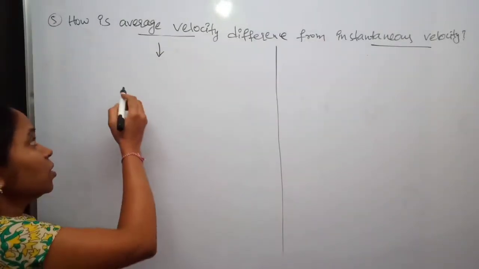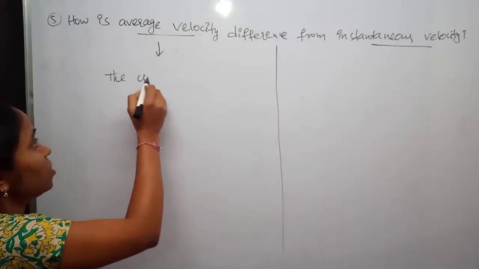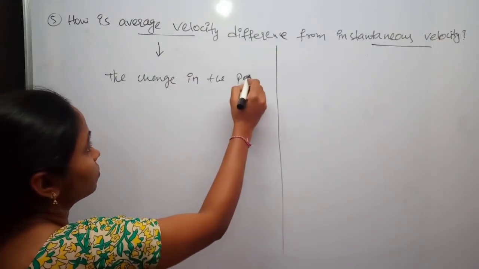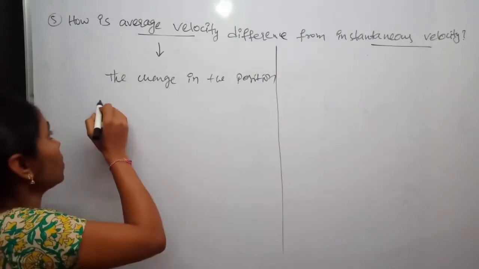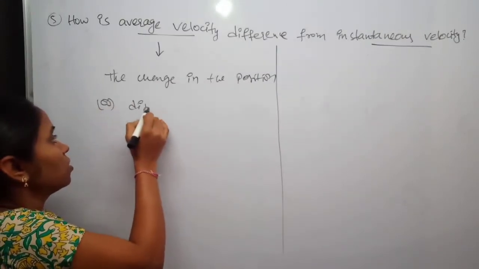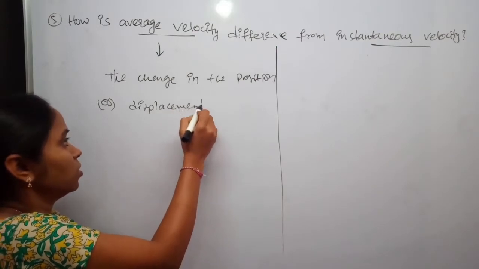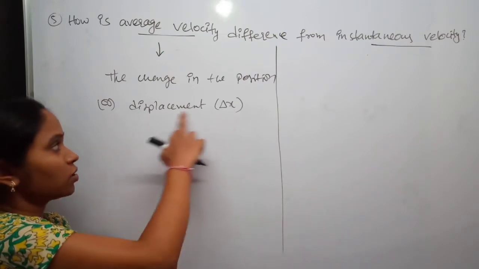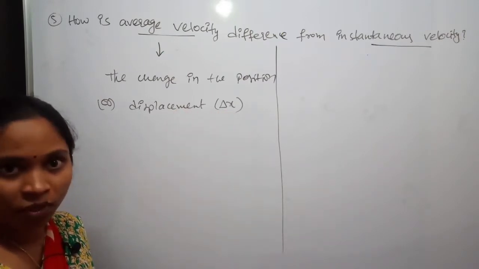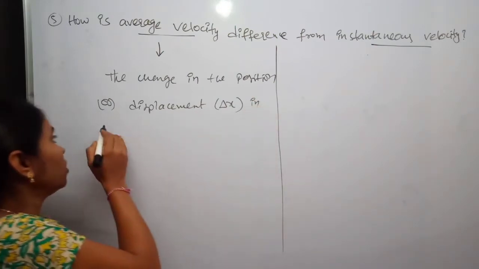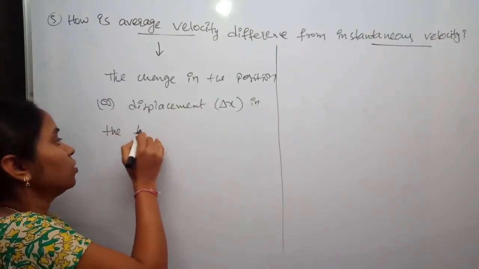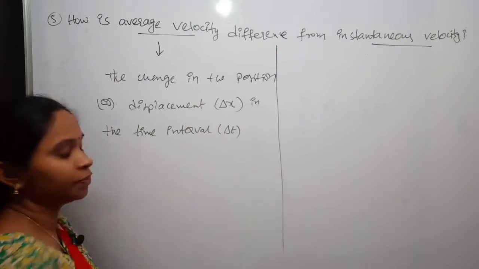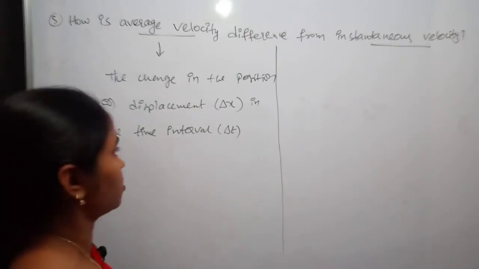Average velocity is nothing but the change in the position or displacement, which is denoted with delta x. The change is denoted with delta and the position or the displacement is denoted with x, in the time interval delta t in which the displacement occurs.